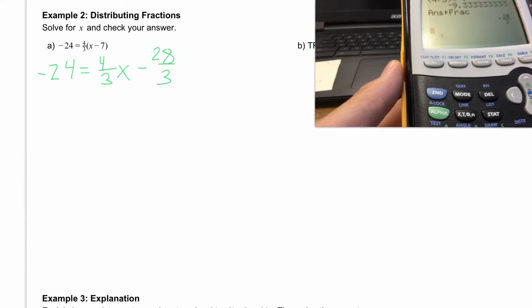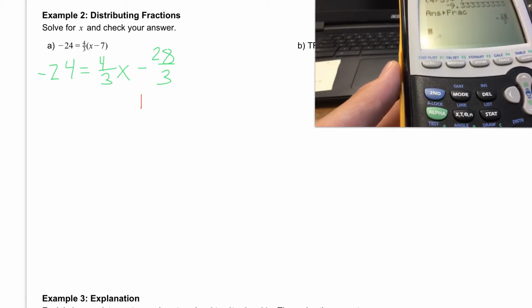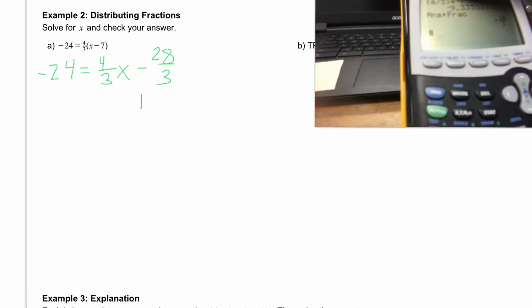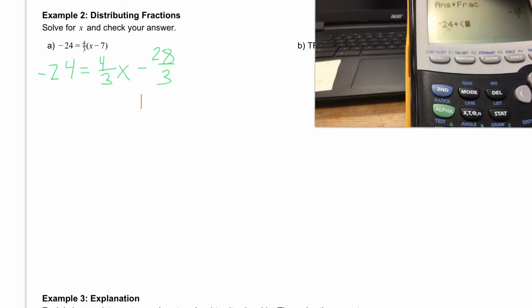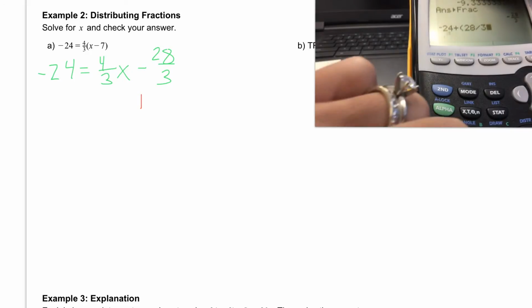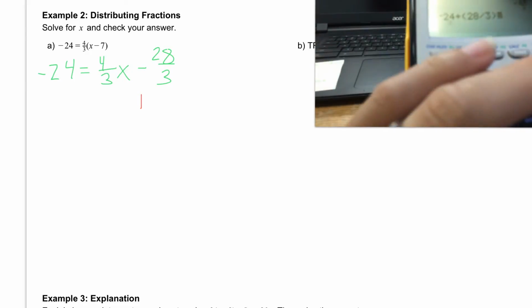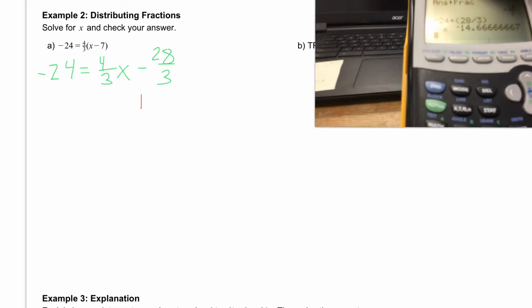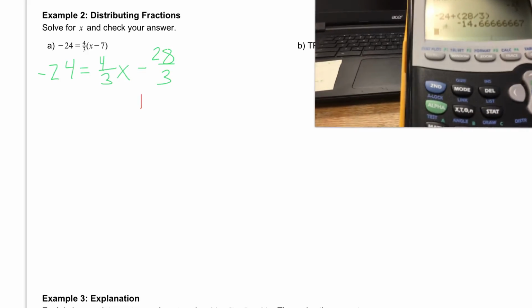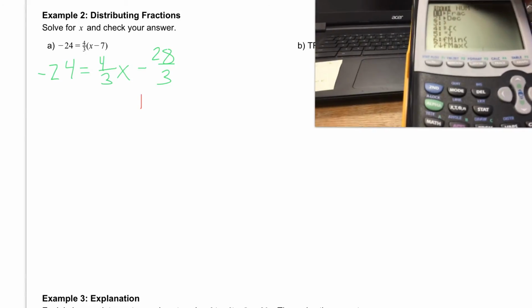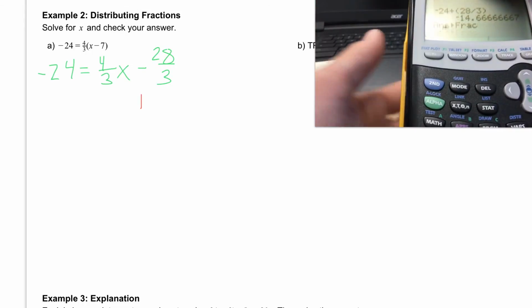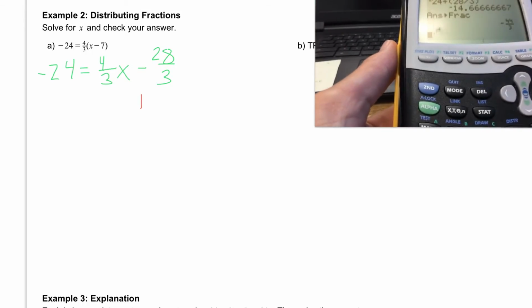To do the order of operations backwards, we're going to have to get rid of the subtraction. So let's add 28 over 3 to both sides. And when we add 28 over 3, remember we're going to do negative 24 plus, and then in parentheses, we have 28 divided by 3, and then we're going to close that. When we hit enter, again we get that long decimal. We don't want that. So to change it to a nice fraction, we're going to use the math key. Right underneath that alpha key, you're going to hit math, and then you're going to hit enter twice. And we get negative 44 over 3.